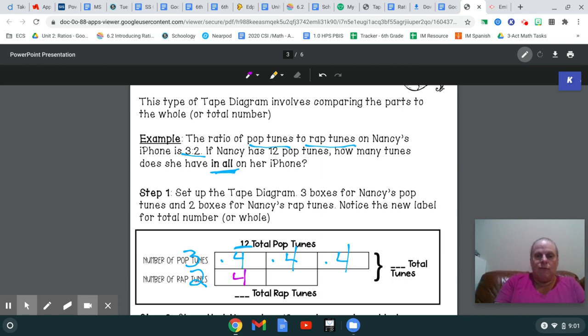Yep, we're going to have 4. Need to have the same amount. So what is the total rap tunes? We're going to have 8. The 4 plus the 4.